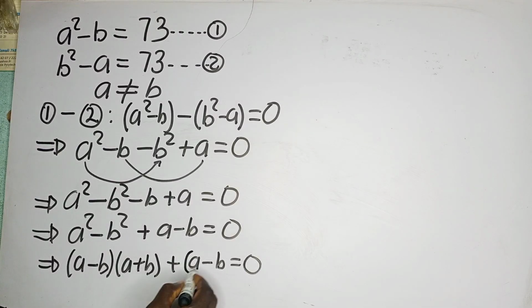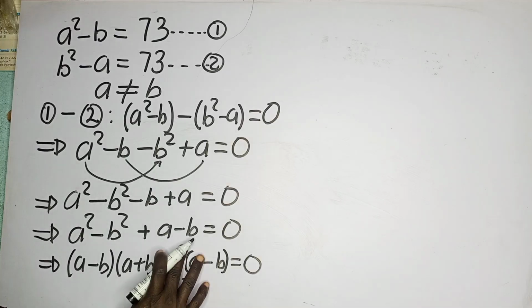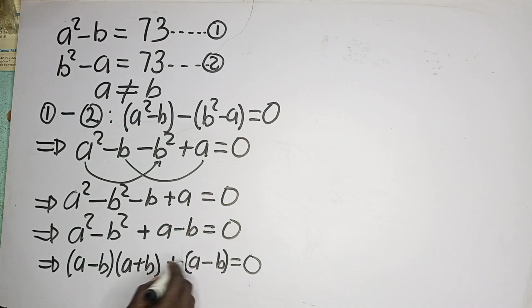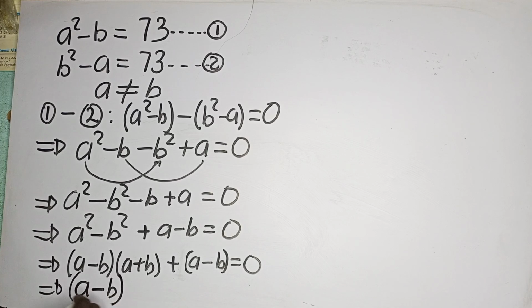Now we can see a minus b is a common term. It is found here and it is found here. Remember, it is like 1 times that. So when we're working, we'll know that it's 1 here. All right, so we'll factorize out a minus b. When we factorize out a minus b, we're going to have a plus b here, and then plus 1 is equal to 0.